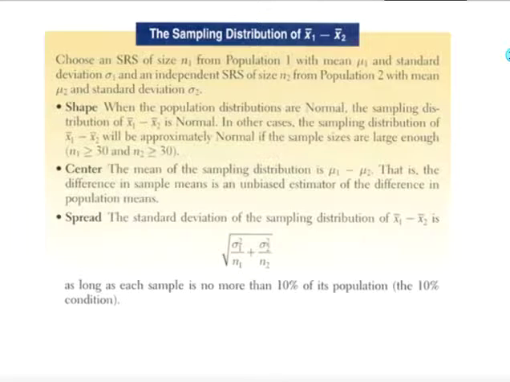The mean of the sampling distribution is mu1 minus mu2. That is, the difference in the sample means is an unbiased estimator of the difference in the population means. And the standard deviation of the sampling distribution of x bar 1 minus x bar 2 is the square root of the variance of 1 divided by n1 plus the variance of 2 divided by n2, as long as each sample is no more than 10% of its population. Remember that variance is the standard deviation squared.